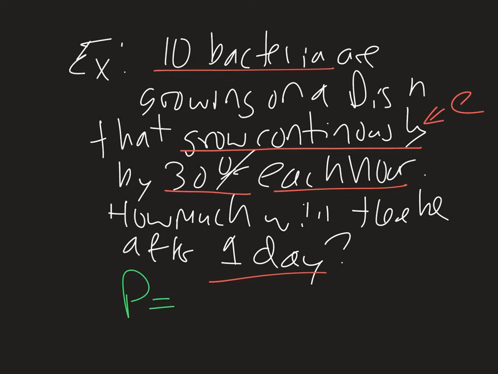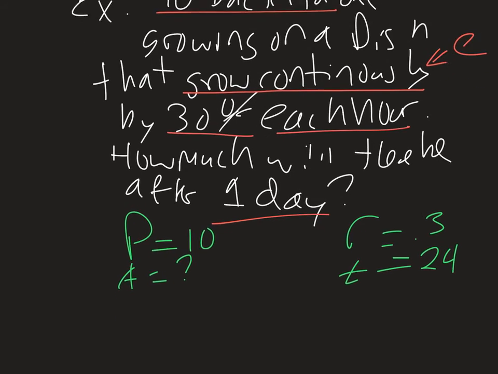Now again, I'm going to make my list. I have P, I have A, I have R, and I have T. Okay, so in this case, P is 10. That's how much I have to start with. I don't know A. I want to know what happens at the end. R is 30% or 0.3. And after one day, now remember, I have to make them agree. So if R is in hours, T's also got to be in hours. So instead of one day, I'm going to write 24 hours. I'm just going to make the conversion.